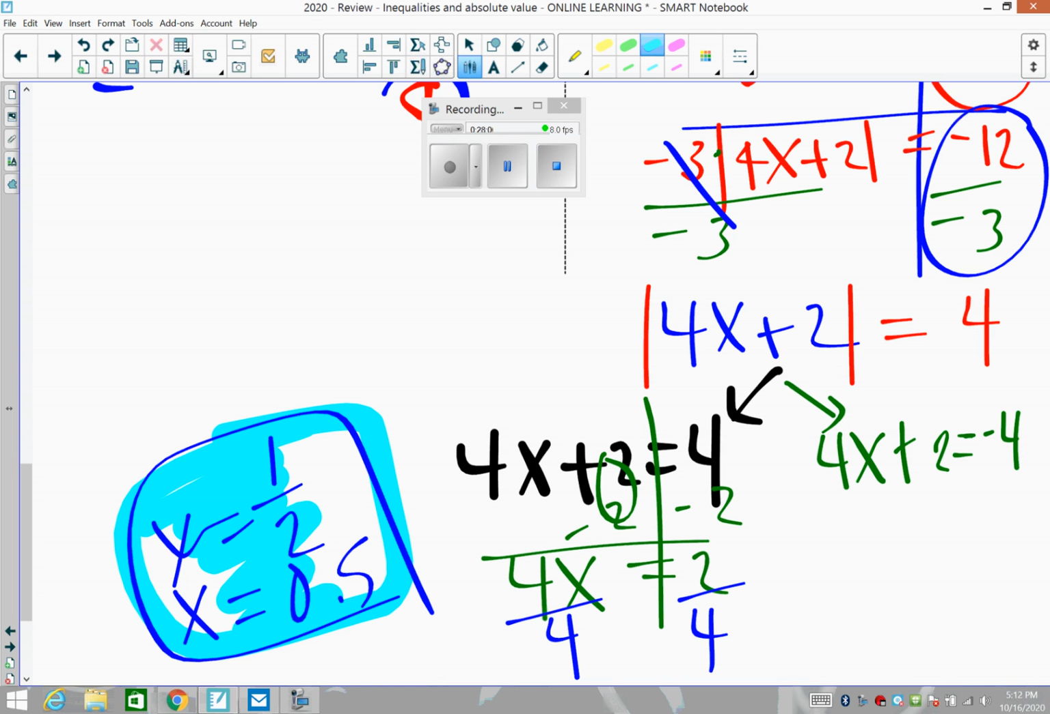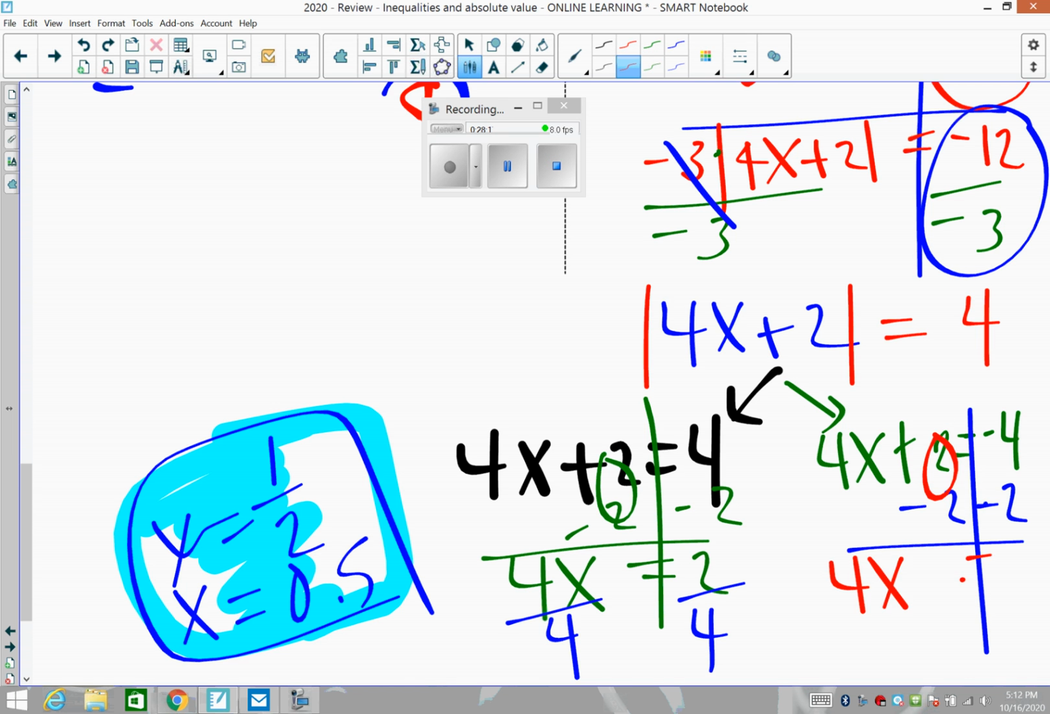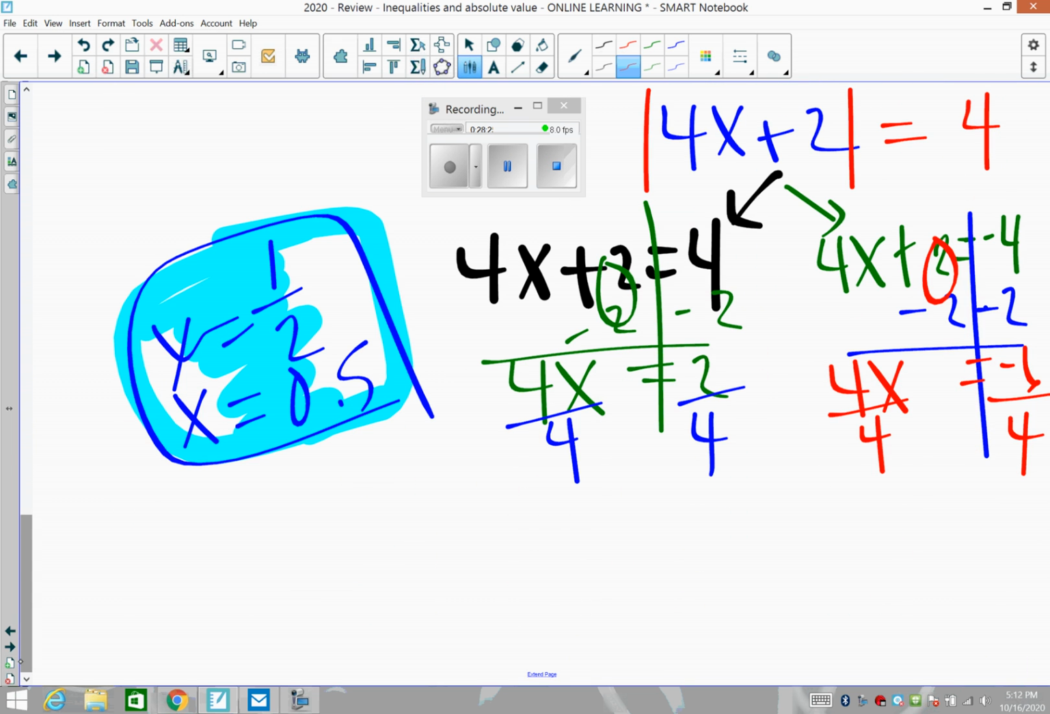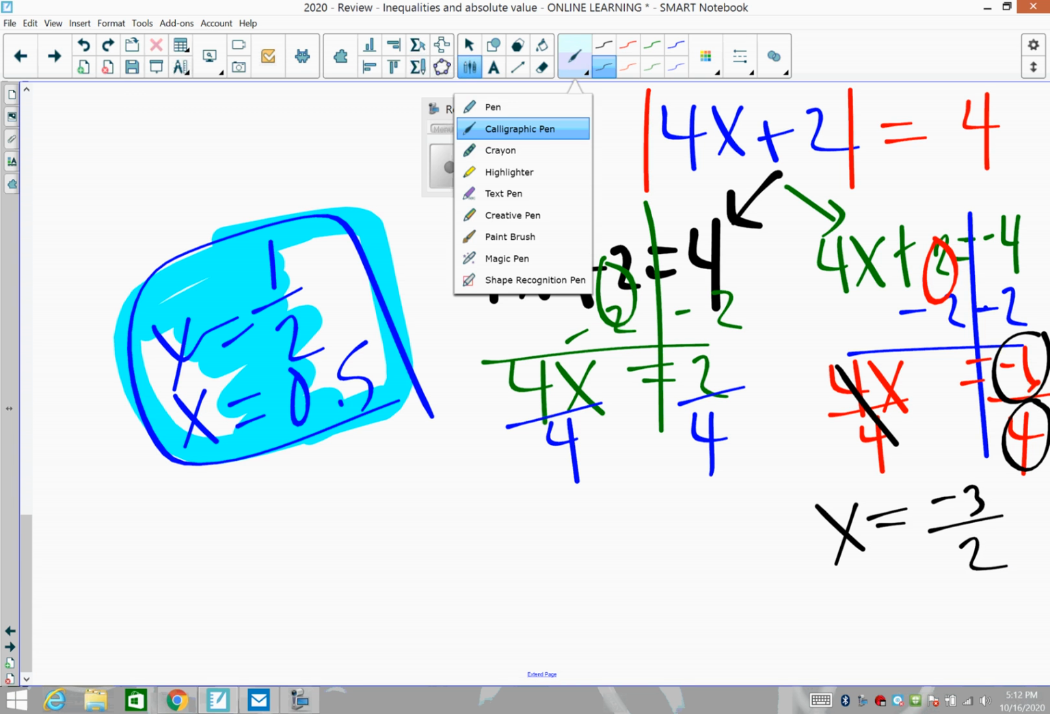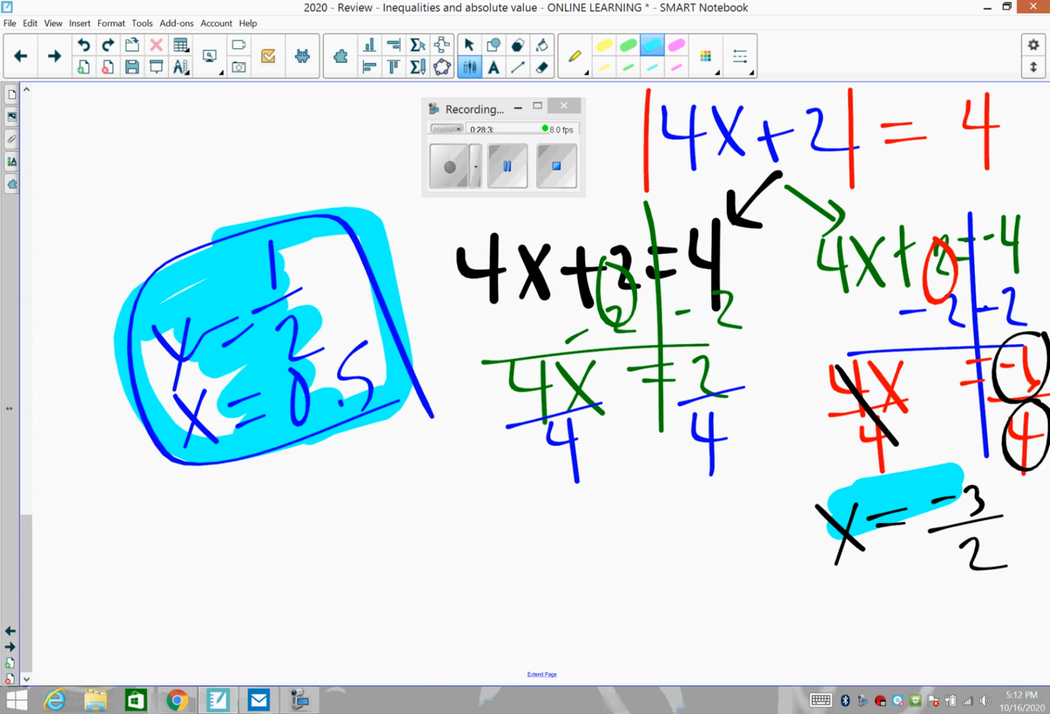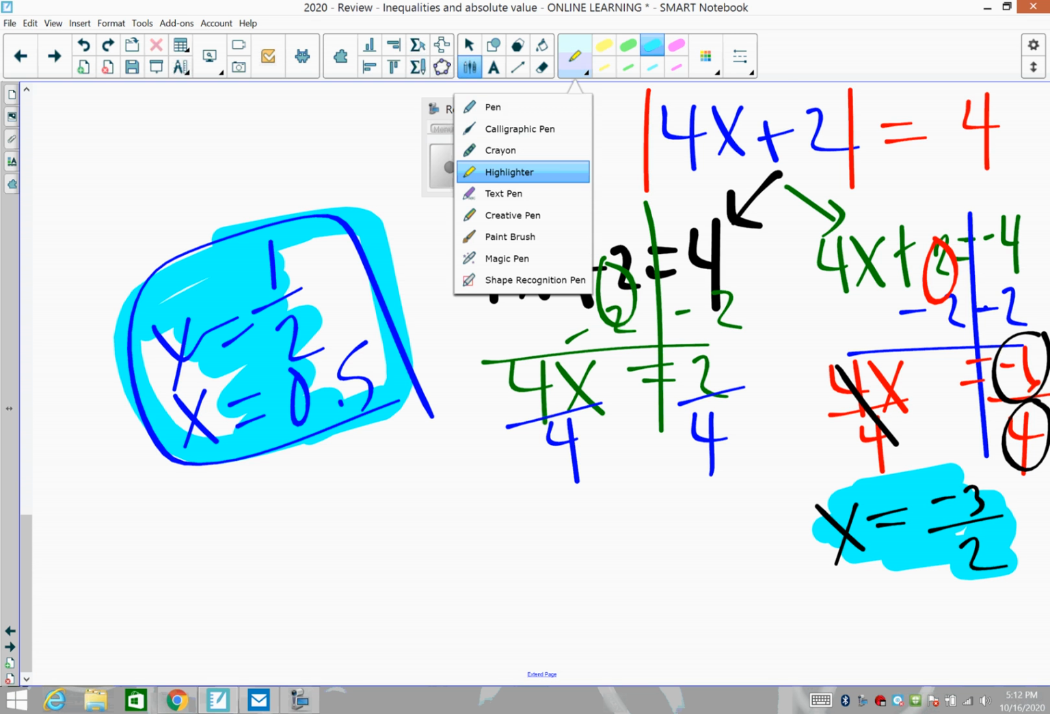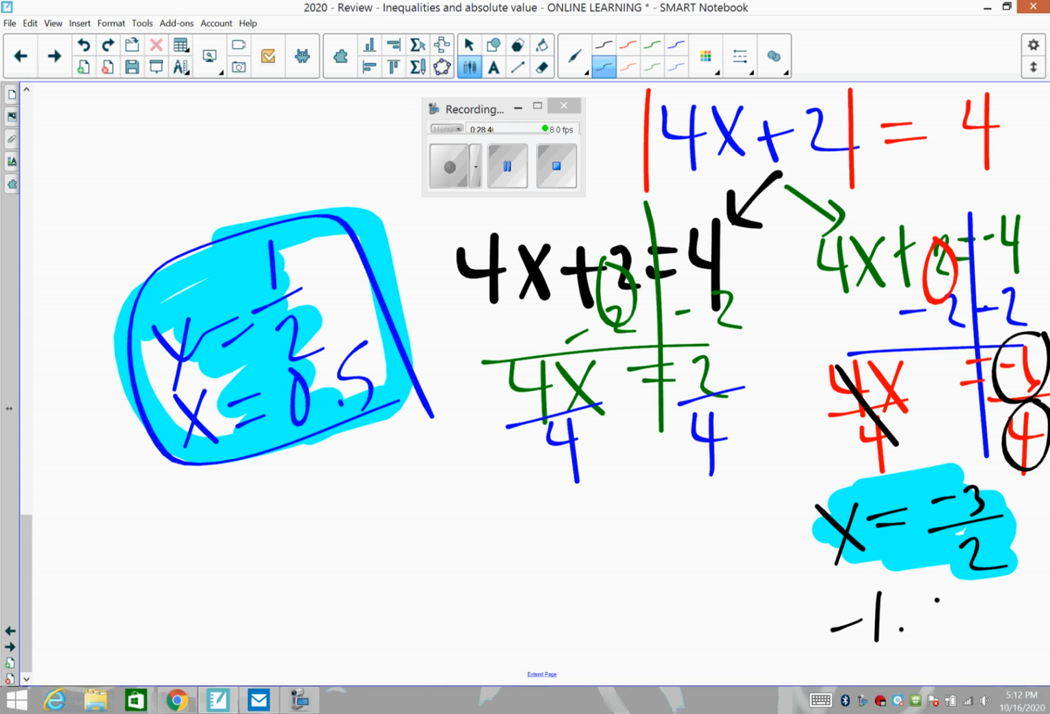One of these, 1/2 or 0.5. Likewise, solving the other one, we're going to subtract 2, copy, paste. So we get 4x equals negative 6. Divide both sides by 4. We end up with x equals, divide each of these by 2, negative 3 over 2. So the result of that is x equals negative 3 over 2, which is the same as negative 1.5. So x equals negative 1.5.